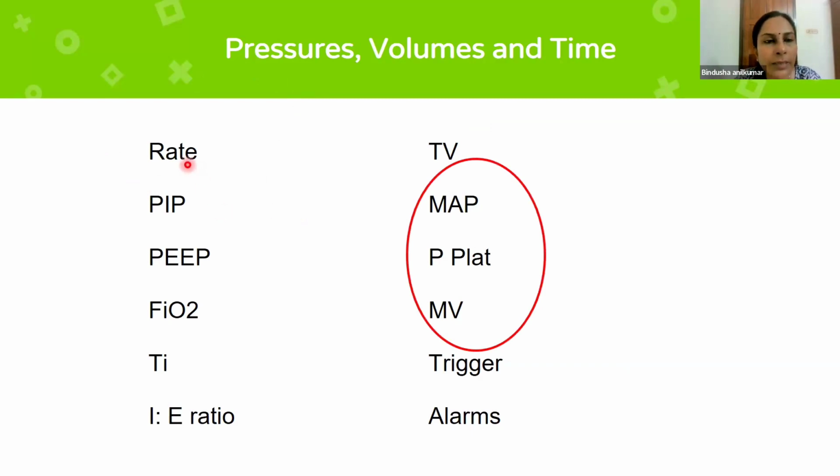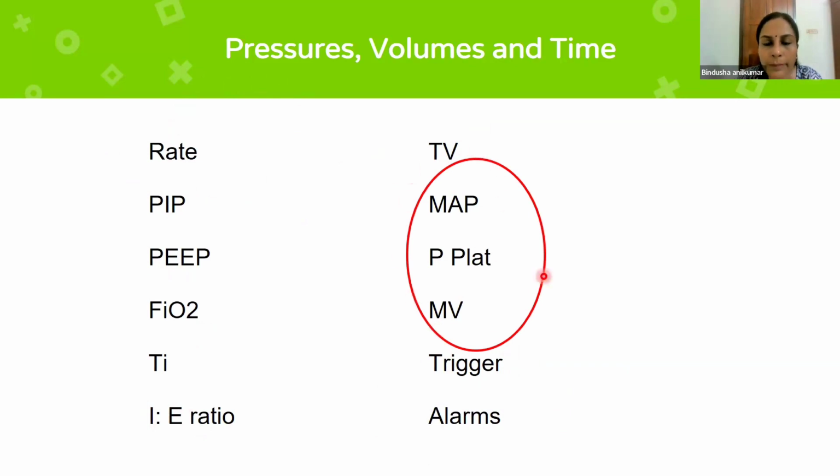Whenever you are keeping the patient on the ventilator, we will set the respiratory rate, we will set the PIP or tidal volume depending upon the mode that we are using. We will set the PEEP, we will set the FiO2, inspiratory time and IE ratio. We also need to set the trigger and alarms.